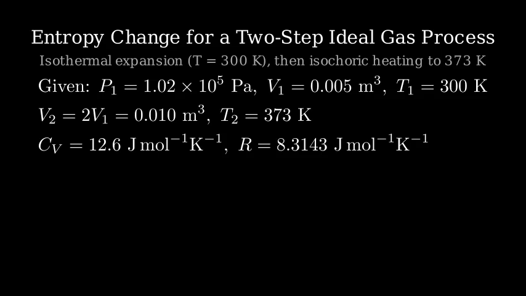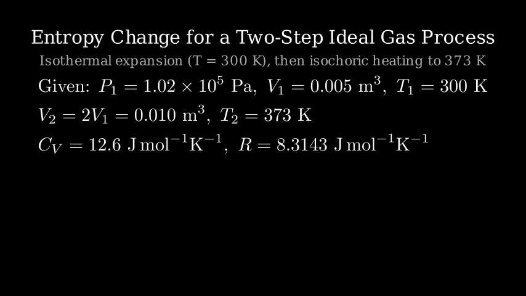0.005 cubic meters of an ideal gas at a pressure of 1.02 times 10^5 pascals and temperature 300 Kelvin expands to double its volume isothermally and then is heated at constant volume to 373 Kelvin. The molar heat capacity at constant volume is 12.6 joules per Kelvin per mole, and the gas constant is 8.3143 joules per mole Kelvin. We will find the total change in entropy of the gas.